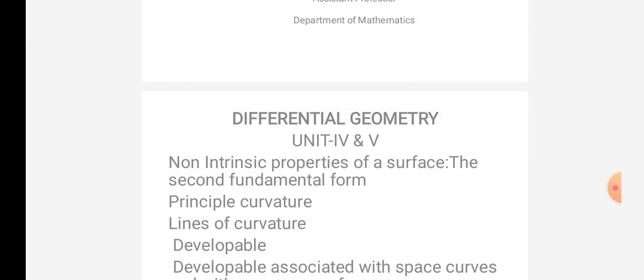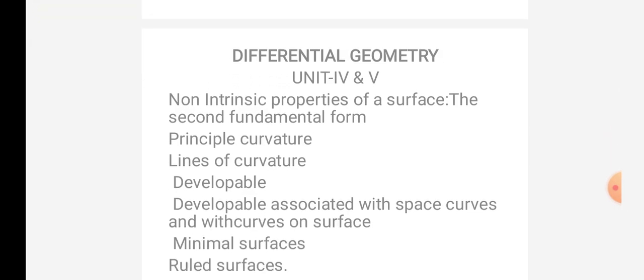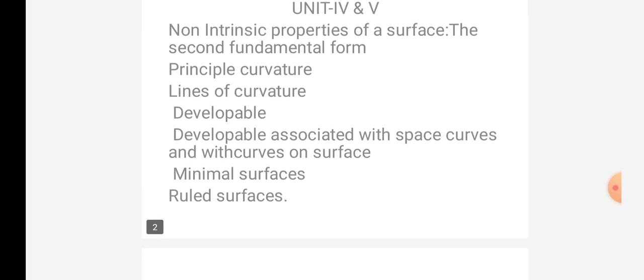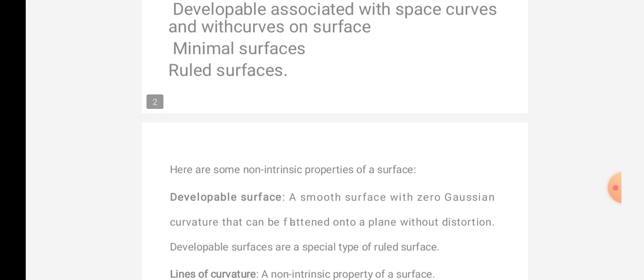My paper name is Differential Geometry. We will discuss Unit 4 and 5 topics. The following topics are covered in Unit 4 and 5: inelastic properties of a surface, the second fundamental form of principal curvature, lines of curvature, developables associated with the space curves and with curves on a surface, minimal surfaces, ruled surfaces.